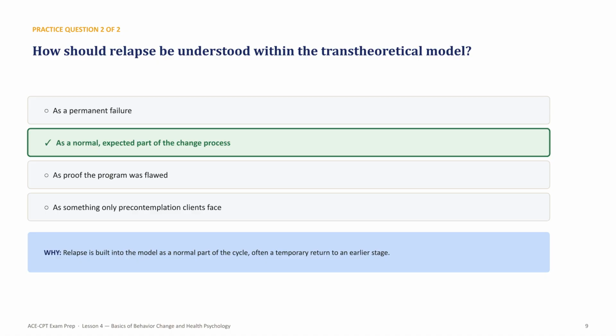The correct answer is that relapse is a normal, expected part of the change process. Here's why. Relapse is built into the model as a normal part of the cycle, often just a temporary return to an earlier stage rather than a total reset. It's not a permanent failure. It's not proof of a flawed program, and it certainly isn't limited to any one stage. Any client, at any point, can experience it.